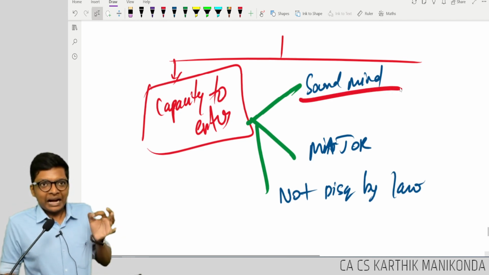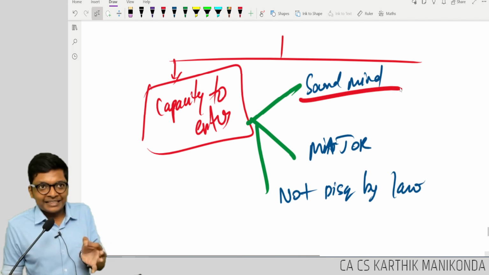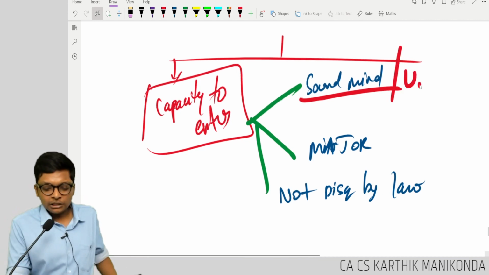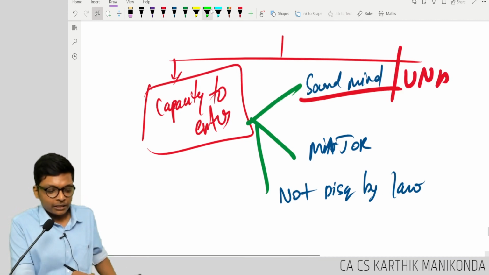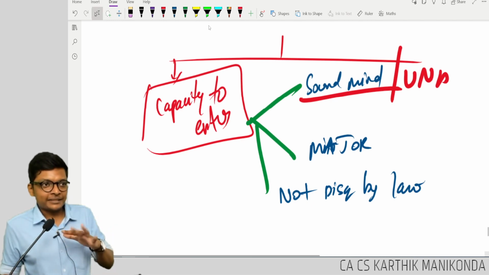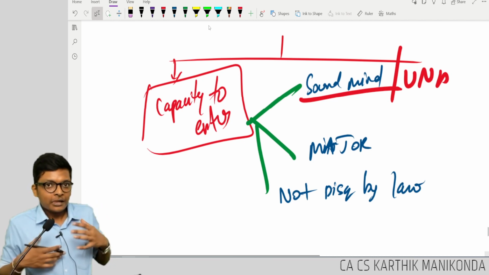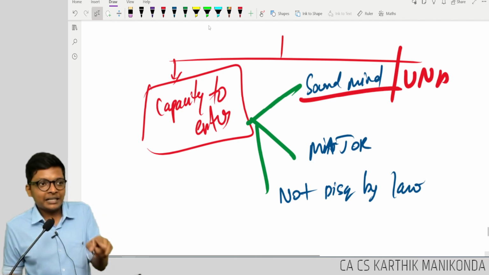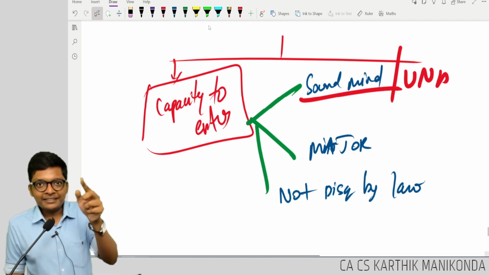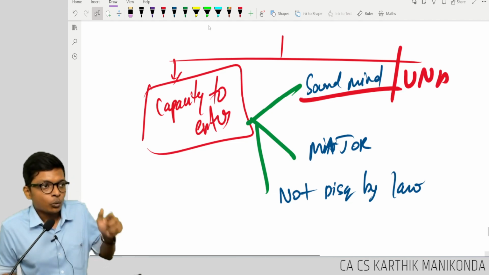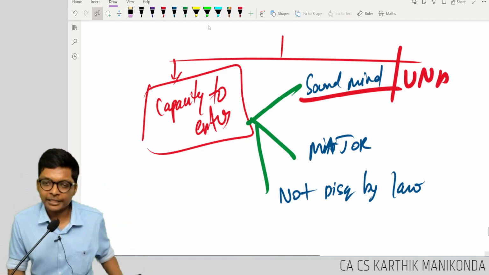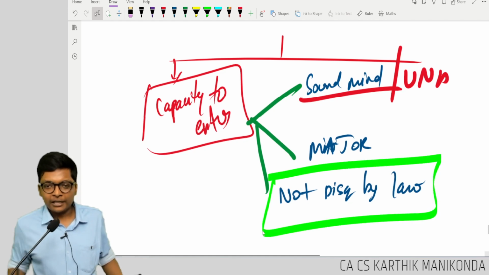Sound mind. A person can enter into a contract when he is of sound mind. When of unsound mind, he cannot enter into a contract. Harish is saying, sir, I am of sound mind, sir. Today unsound mind. Day after, I am sound mind. Again after that I am unsound mind. Whenever he is of sound mind, the contract entered is valid. Whenever he is of unsound mind, the contract entered is void. That's it. As simple as that. Clear?